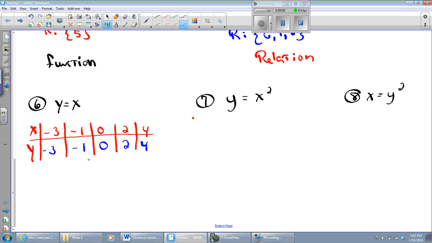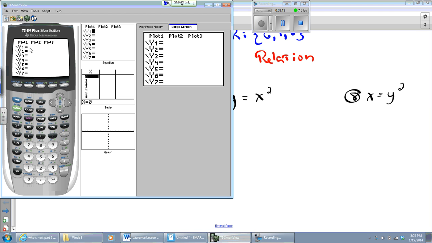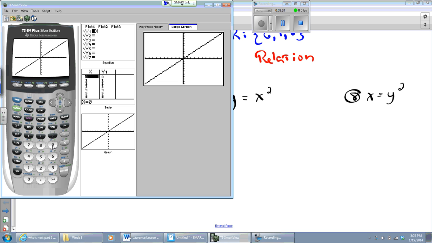Okay, look like that. Now I don't see any member of the input going to more than one member of the range, but that doesn't guarantee it's a function because there might be some numbers I haven't considered. Well, let me get a picture of it. So let's go up one equation. Y equals x, and I'm going to go zoom 9, and there's my line.